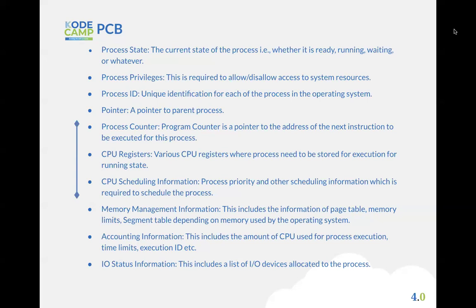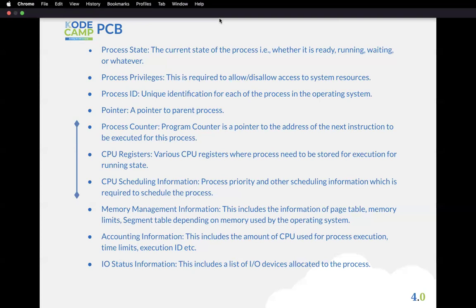Then you have the process counter, which is a pointer to the address of the next instruction to be executed. If it's a sequential type of execution or concurrent, you need a way to point to the next instruction in the process, in the program. And you need a way to point back to the parent process. So that's what the pointer and the process counter can do for you.